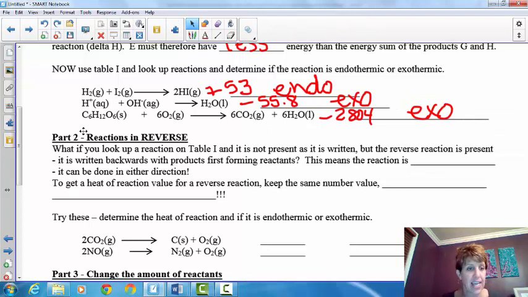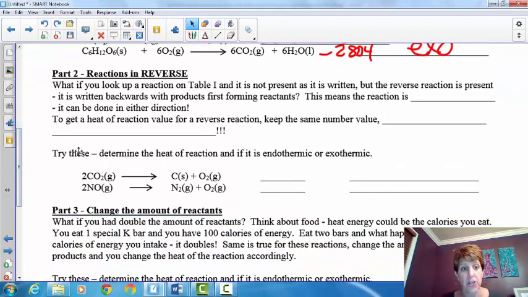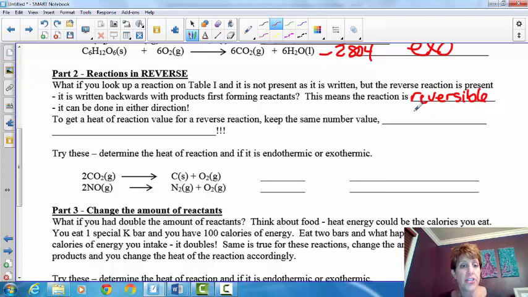All right, next thing here. Reactions in reverse. So when you go to look up a reaction on table I, if it's not present as it's written, but it is present in the reverse, then it's the same reaction, it's just the reverse reaction. It means the reaction is reversible. To get a heat of a reaction for a reverse reaction, keep the same number value, but change the sign. All right, so a negative becomes a positive and a positive becomes a negative.